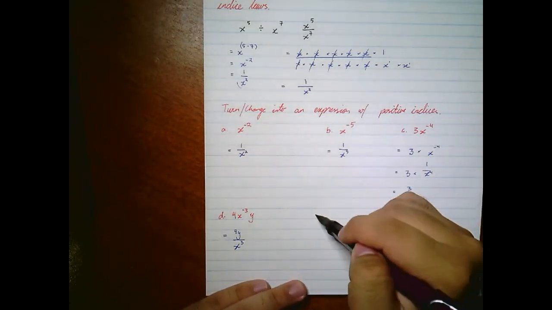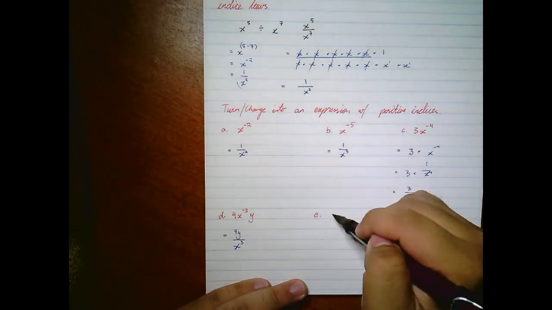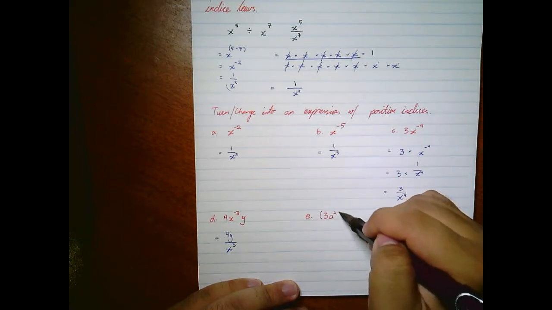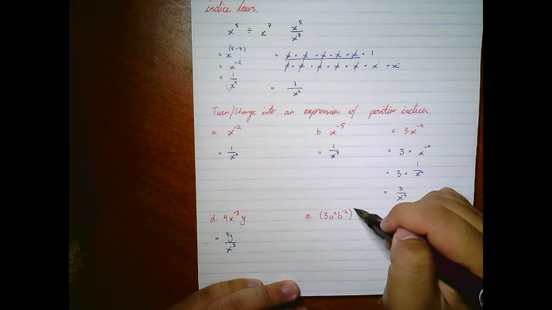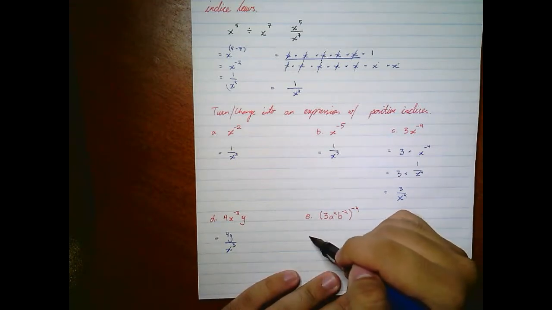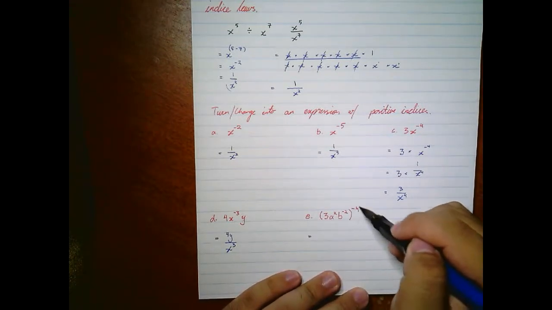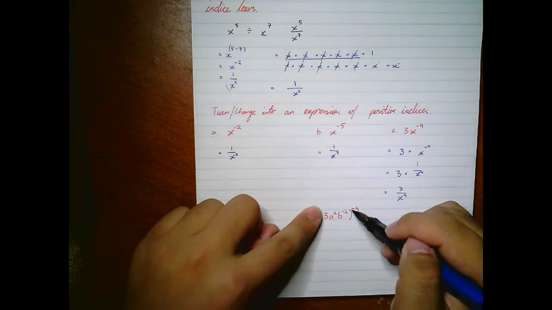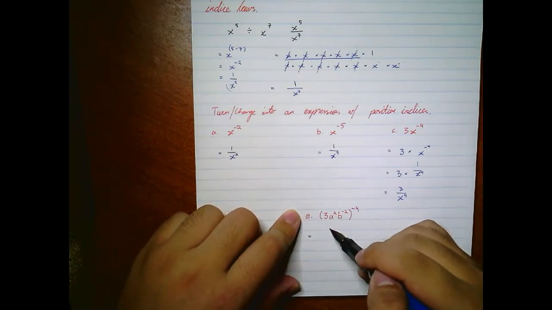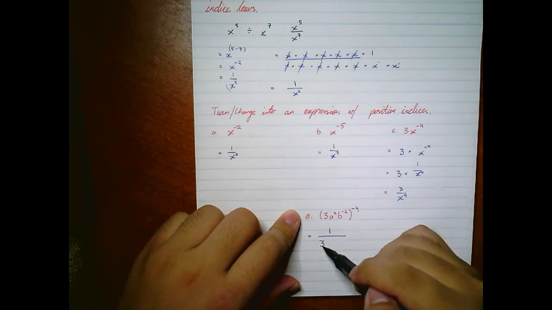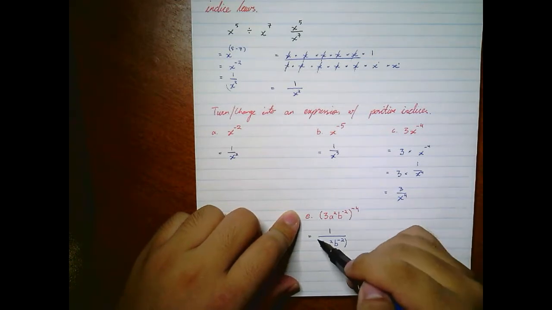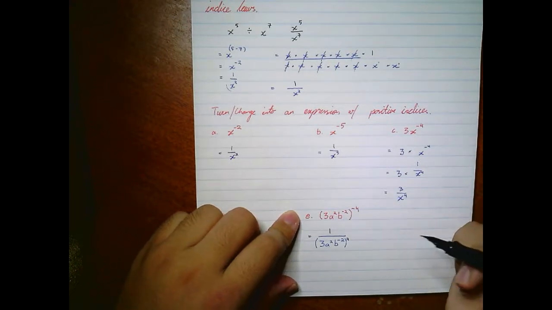We'll get a little bit more complicated now. If we have, this time with a bracket, 3a squared b to the negative 2, outside negative 4. Now, since this negative 4 index is applying to everything in the brackets, everything's going to become the denominator. So it's going to be 1 over 3a squared b to the negative 2, we're going to close that bracket, and it becomes a positive 4.